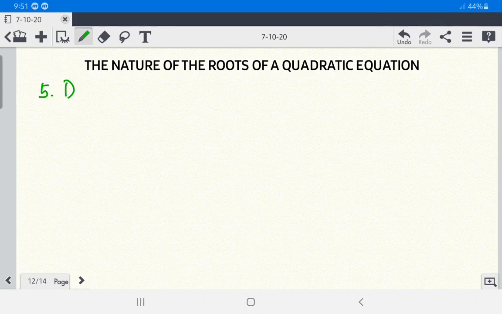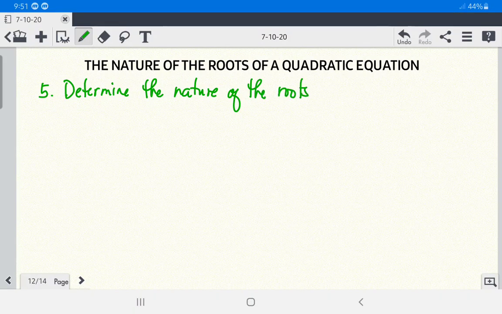Let us determine the nature of the roots of the quadratic equation 4x squared minus 3x minus 5 equals 0. Again, first step is we're going to solve for the values of a, b, and c.